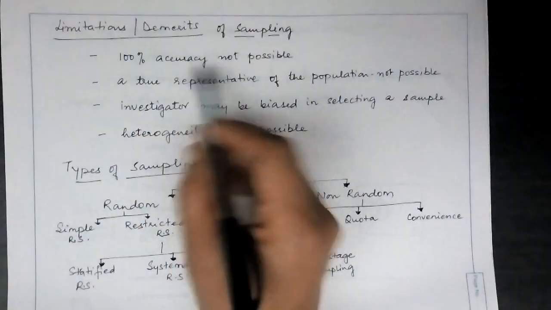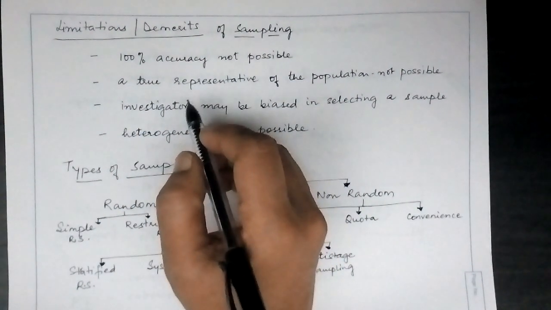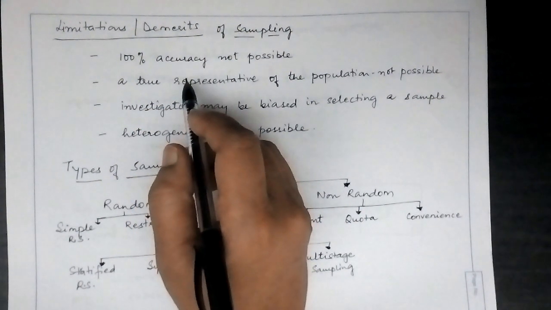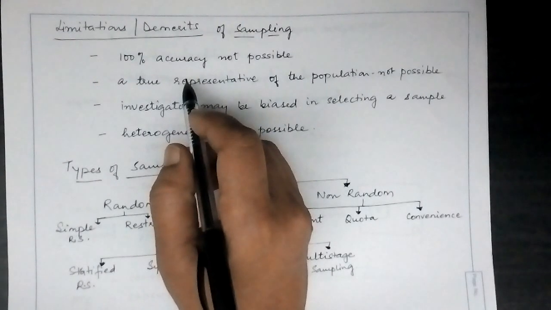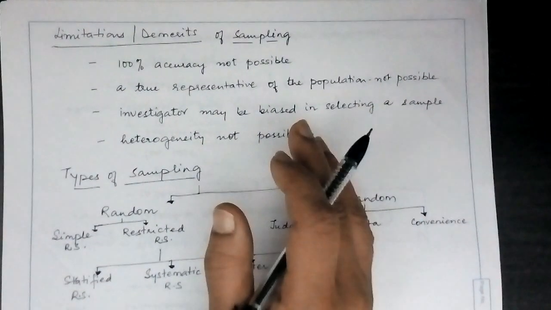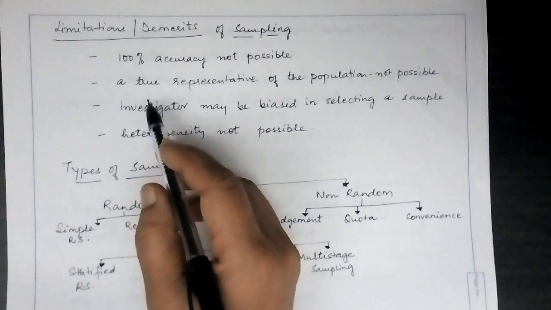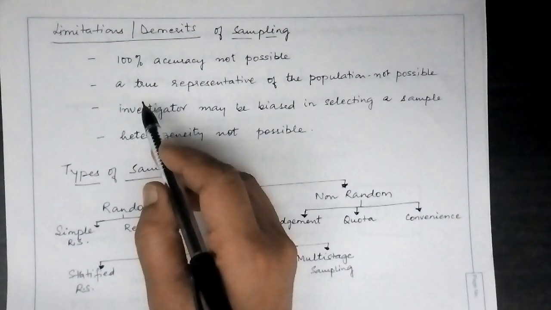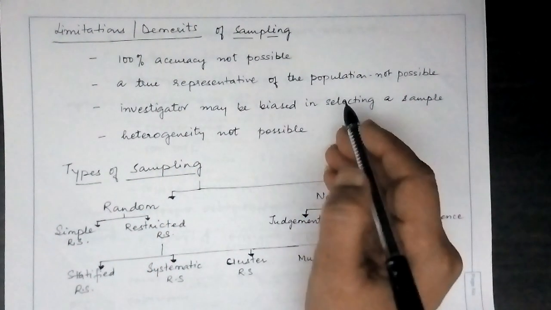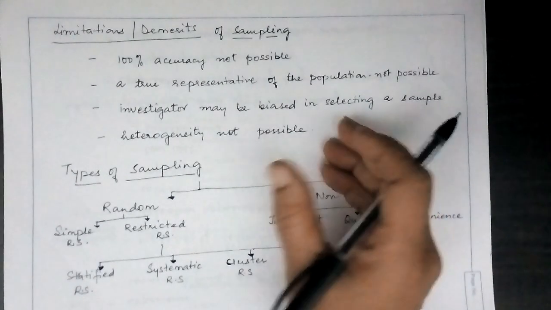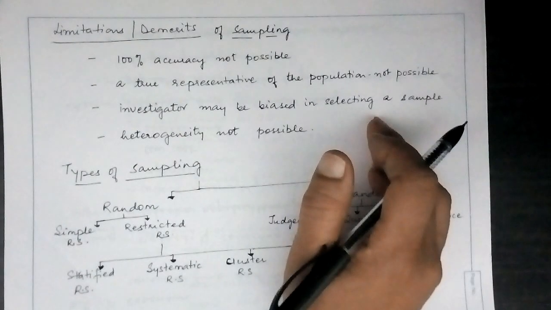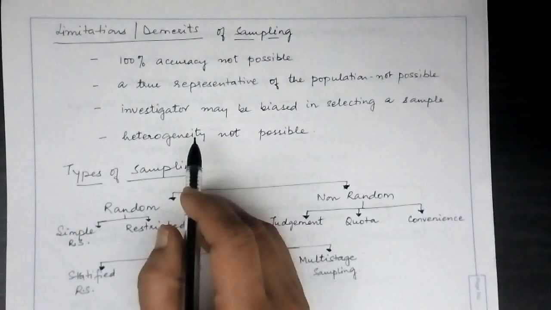The demerits or limitations of sampling method are that it is not possible to have 100% accuracy because the results are taken from a sample and not the whole population. Then the next one is that it is not possible to have a true representative of the population because we are talking about a homogeneous sample. So a true representation is difficult when we talk about this sampling method.